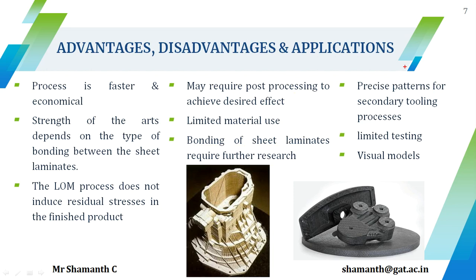Some of the applications of this process is it finds its application in creating the precise patterns for secondary tooling process. Then it finds its application in limited testing and then visual models. Here are two images which are actually manufactured using the sheet lamination method. Here you can see a part which is being manufactured using a particular metal. It might be a fiber or some other sheet, whatever has been used, and here it is completely made out of sheet. So this is all about the sheet lamination method.